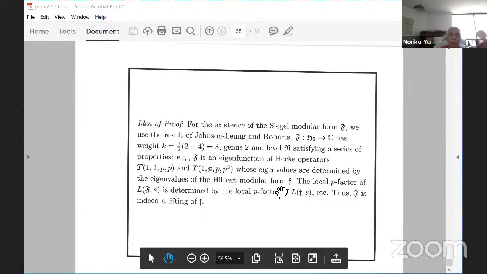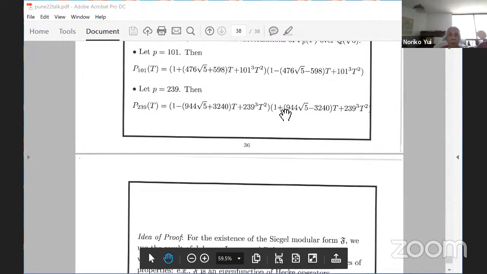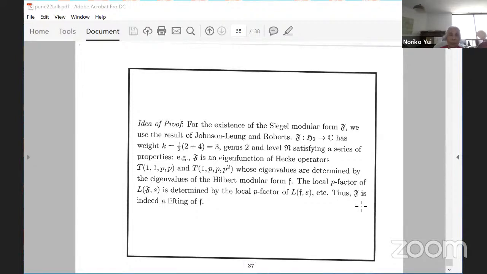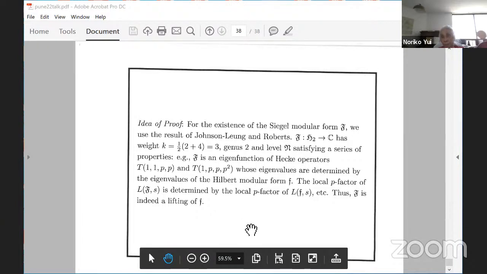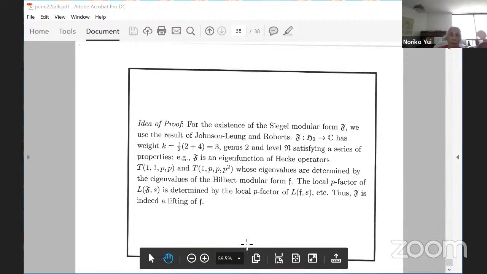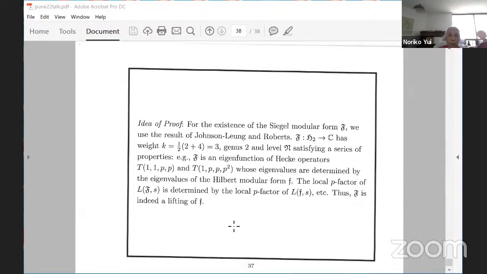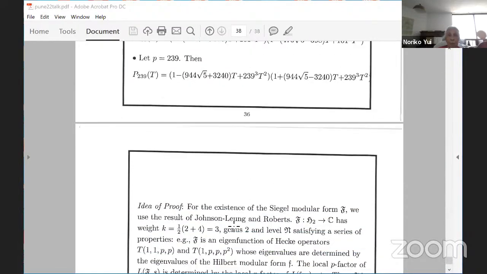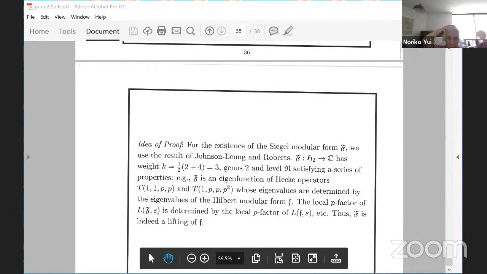From the way we decompose this into Siegel modular forms, the eigenvalues can be computed. So at the end, the conclusion by Johnson-Leung, Roberts, and Roin is that F is indeed a lifting of the Siegel modular form of weight 3. So this will give you a rank four genus two motif. In early 2019 we had the workshop for Duco van Straten's 60th birthday, and we didn't have any examples of a Siegel modular form coming up. So this is it.